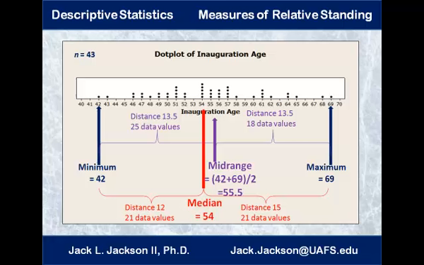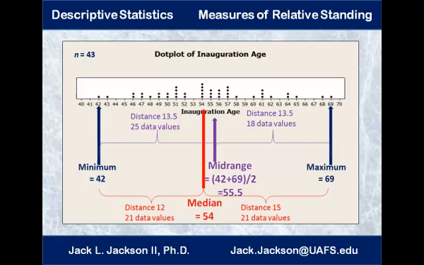So take the mid-range. Notice that it is the same distance, a distance of 13.5, in this case it would be years, from the mid-range to the maximum. So from 55.5 years to 69 years, that's a distance of 13.5 on our graph, or a difference of 13.5 years. It's the same distance from the minimum of 42 up to the mid-range of 55.5. However, notice that there is more data below that value than there is above it. 25 of the data values are below the mid-range, whereas only 18 of the data values are above.